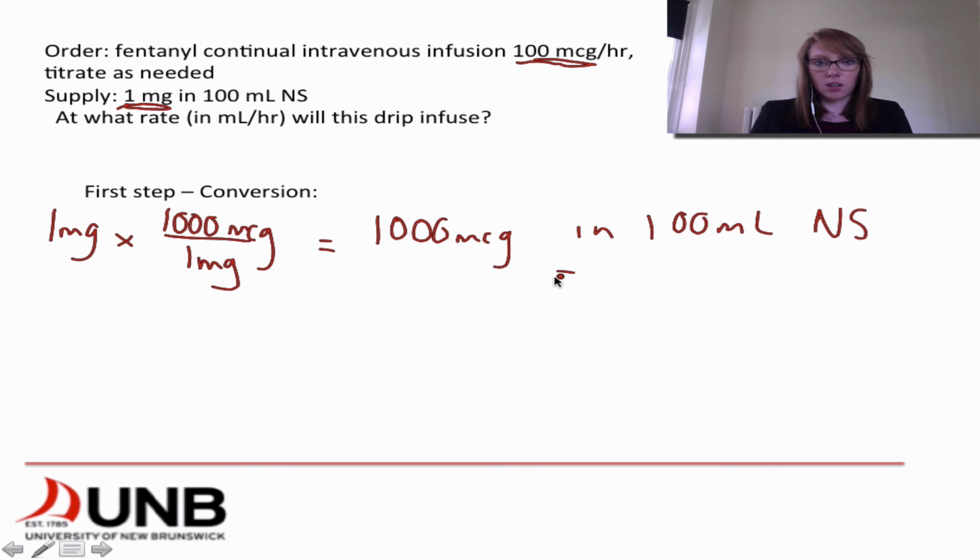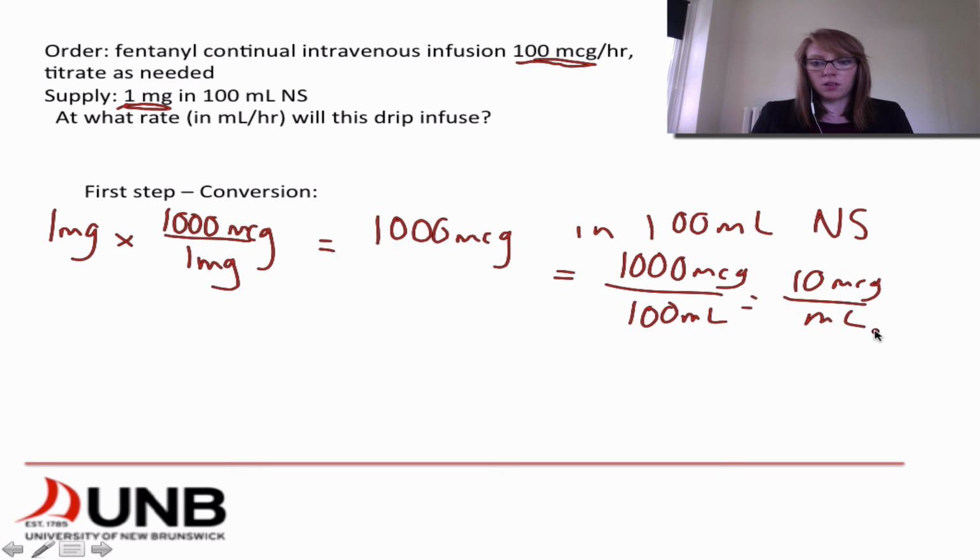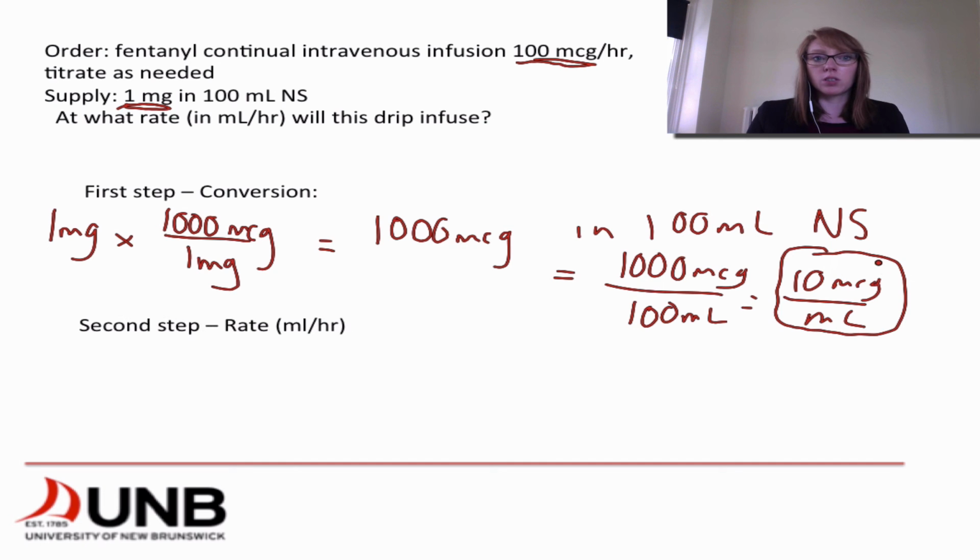And if we wanted to break that down a little bit further, we most certainly could, because we're going to find out in mils per hour, we have how many micrograms per hour. So if we wanted to find out how many micrograms there are per mil, we would just take our 1,000 micrograms divided by our 100 mils. We would know that there are 10 micrograms per mil. Okay, so we have a couple things here now. We know how many micrograms are within the bag. We know how many are within each mil. So let's go to our second step, which is looking at the rate in mils per hour.